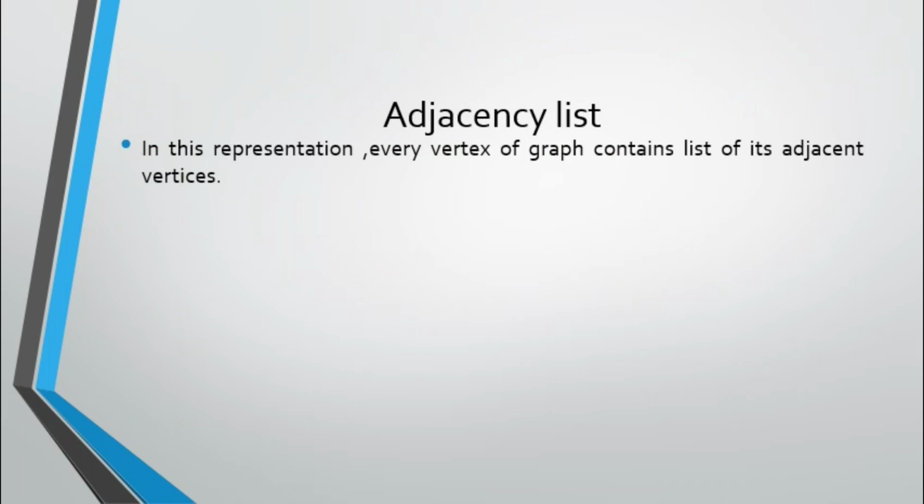Next is adjacency list. So what is an adjacency list? In this representation, every vertex of a graph contains a list of its adjacent vertices. We can represent it in two ways. So first is list representation.